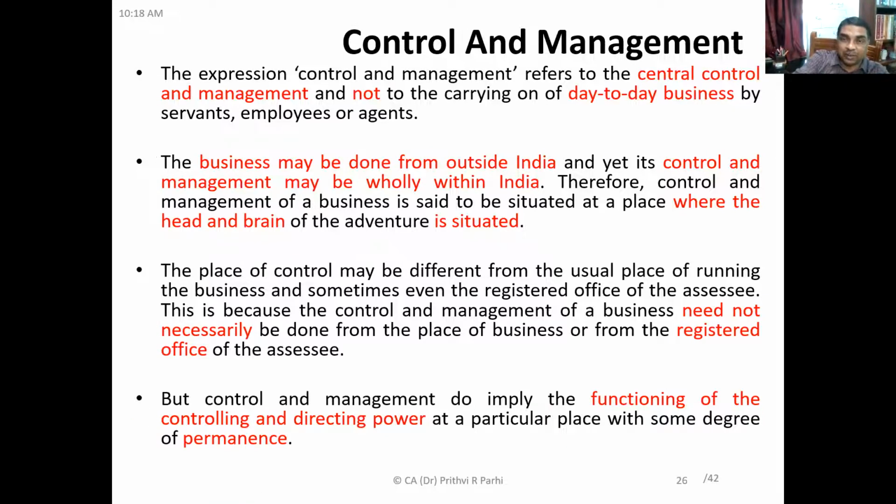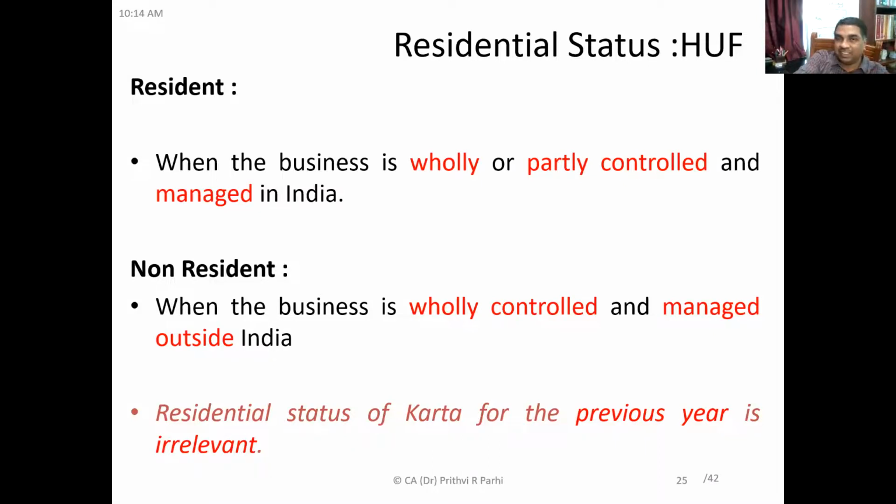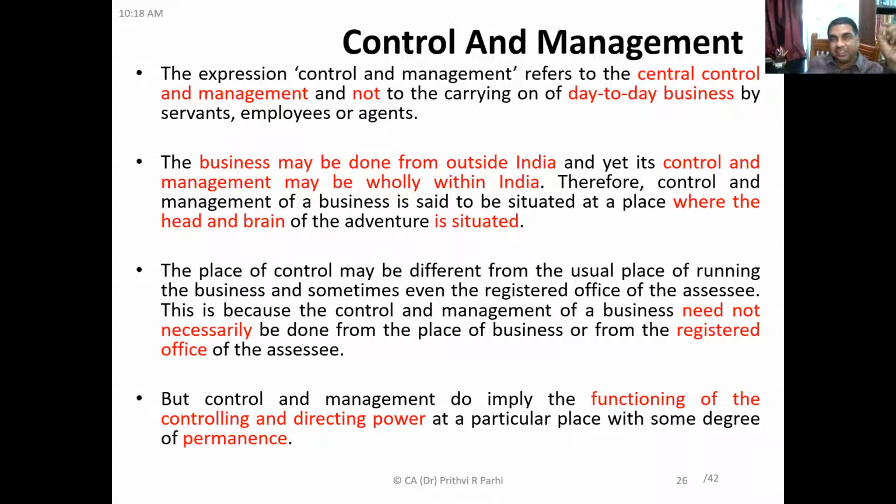But before that, let us understand what is the meaning of this control and management. The control and management refers to the central control and management, not to the carrying on of day-to-day business by servants or employees or agents. There is a possibility that your operational controls may be in India, but the central controls may be outside. Here, when we talk about control and management, we refer to the central control, not the controls handled by the employees of the entity.